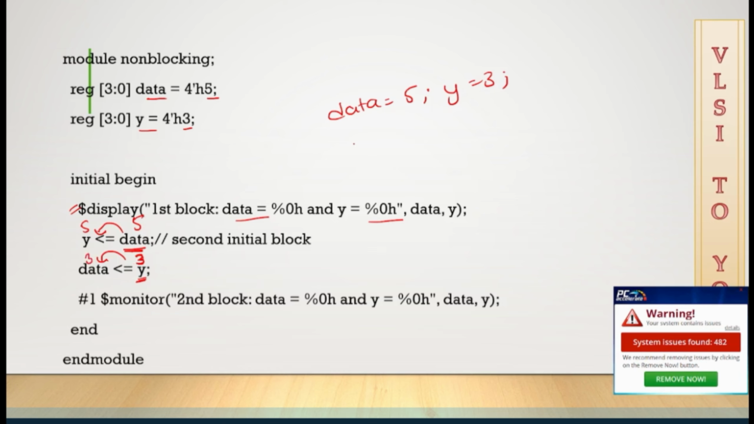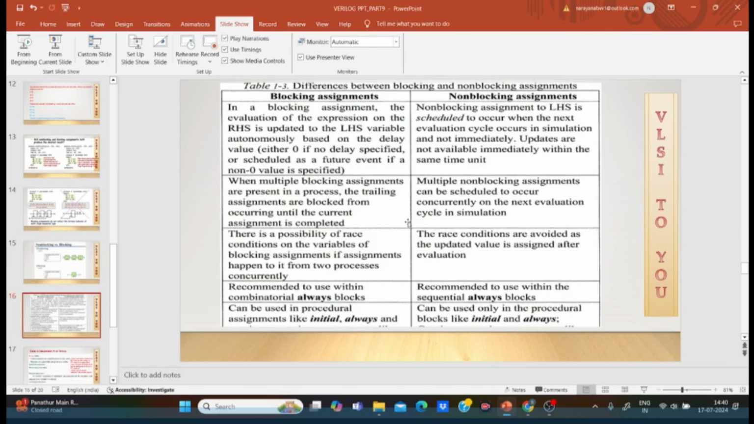Now what is happening? The data value will be 3 and the y value will be 5. Got my point? This is how the second output looks. Got my point? So we'll see the difference between blocking and non-blocking assignments.